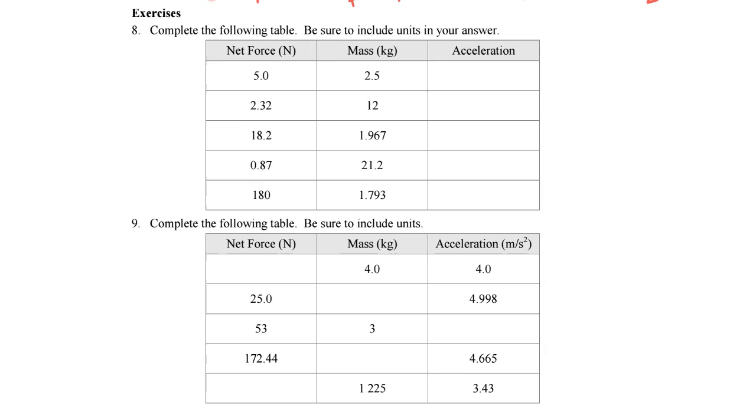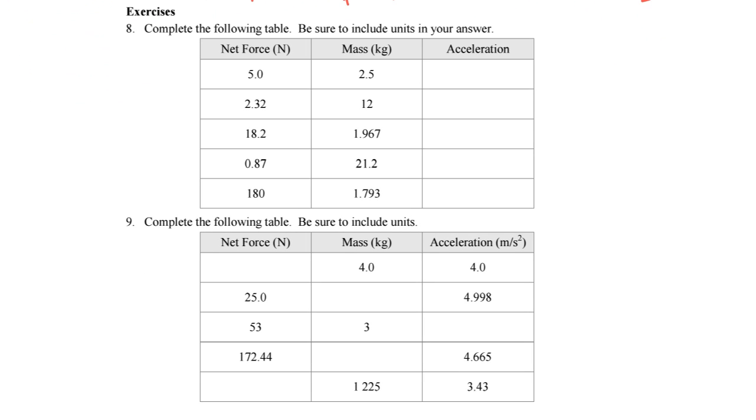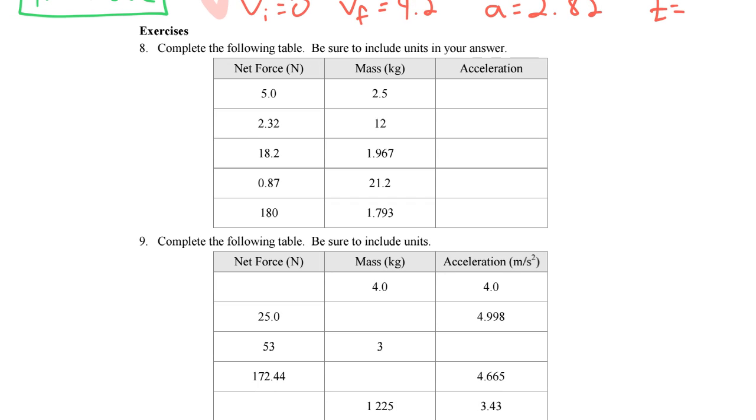All right, to complete the following table, we make sure to include units in your answer. So force equals mass times acceleration. So we were just going to divide here. 5 divided by 2.5 is 2. And the unit here is meters per second squared. And then as you go down, just divide each time. Do force divided by kilograms, and you'll get all of these.